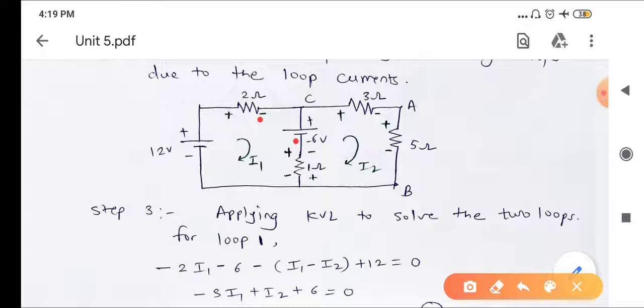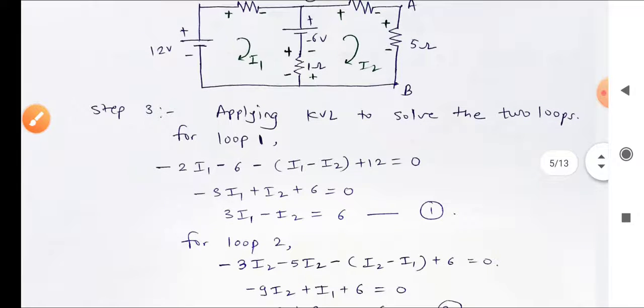Here the potential drop is present, and this is the voltage source. So we take it as it is, even though it is in the common branch, so it is minus 6. Now the resistor is present in the common branch, so to get the potential drop in that, it is minus in bracket I1 minus I2, and the next is plus 12 equal to 0. Now by solving and simplifying this, we get the equation 3I1 minus I2 is equal to 6. This is our equation 1.